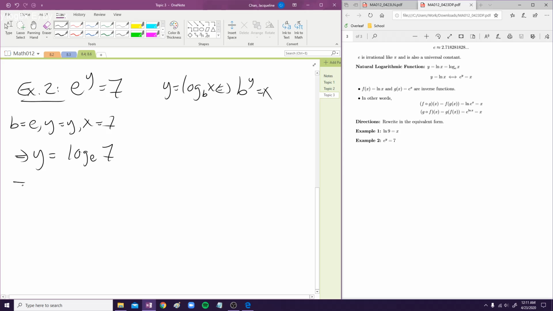But what do we know about log base e? Log base e is natural log. Okay, so it's y is equal to natural log of 7.